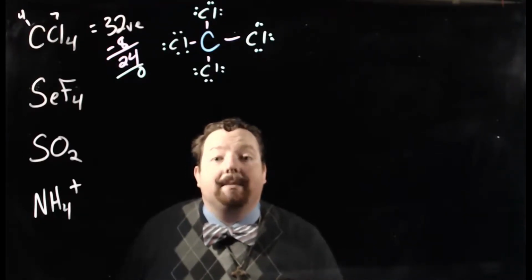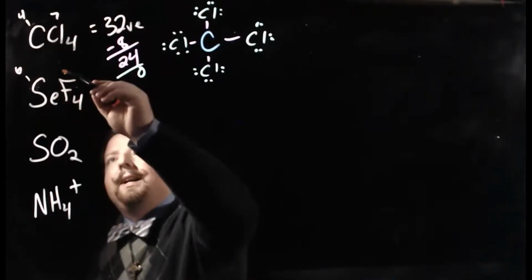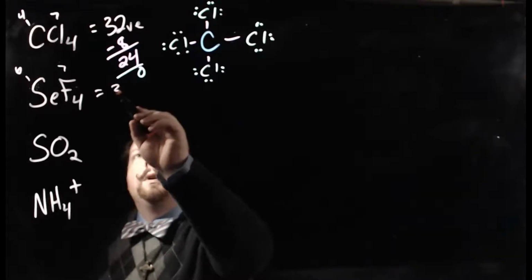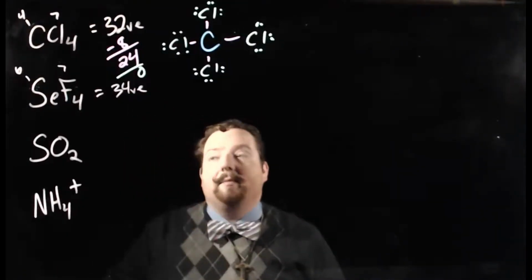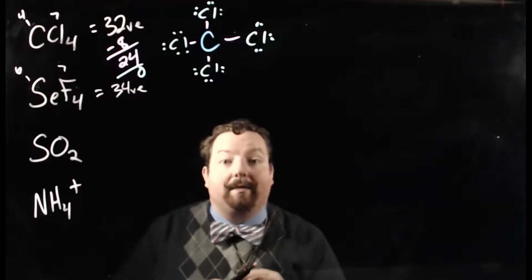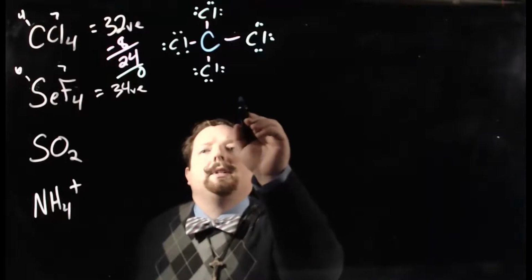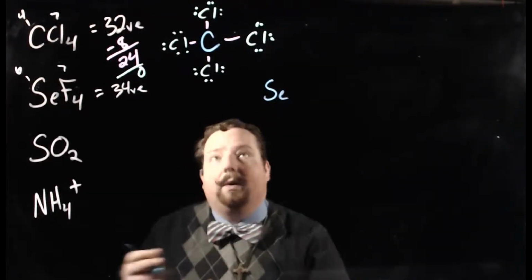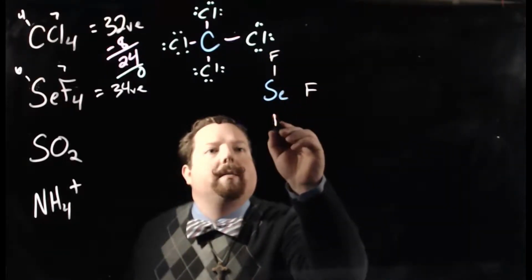Next, we'll do selenium tetrafluoride. Selenium has 6 electrons. Fluorine has 7, so there's 28 plus 6 is 34 valence electrons. Do the same thing you did last time. Selenium is way less electronegative than fluorine is because fluorine is the most electronegative element. So we'll put selenium here, and then the 4 fluorines around it.